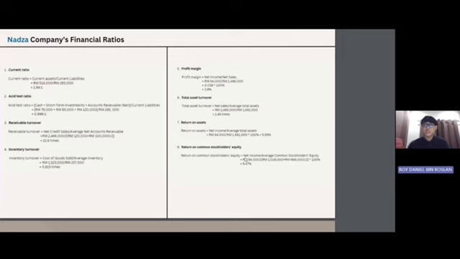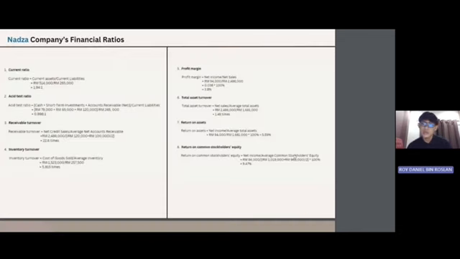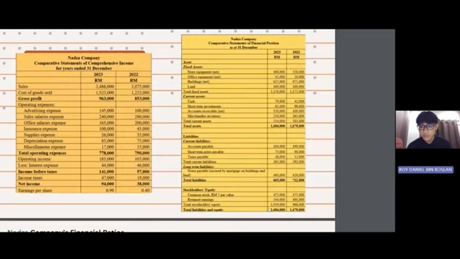The formula is net income over average common stockholders' equity. Net income, again, is 94,000 here, and to get the average stockholders' equity, you add the beginning and ending again. For this one, you can get it from here: total stockholders' equity.